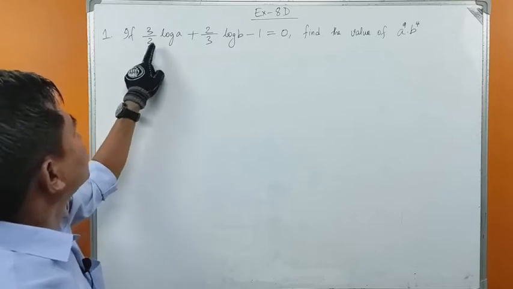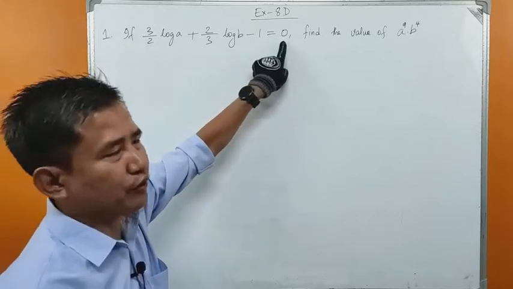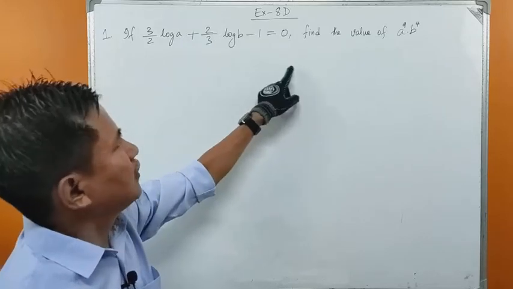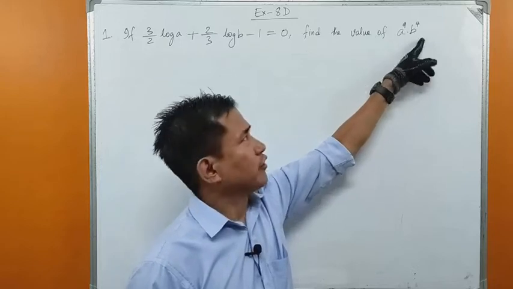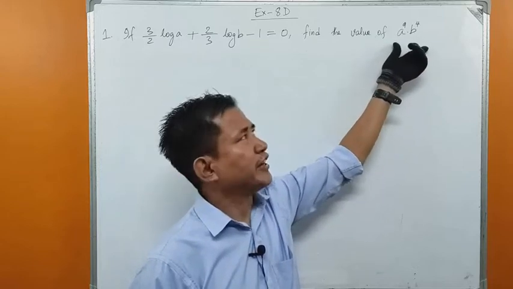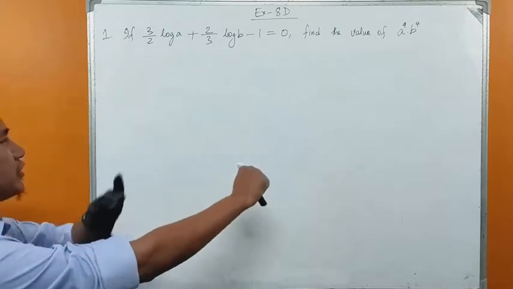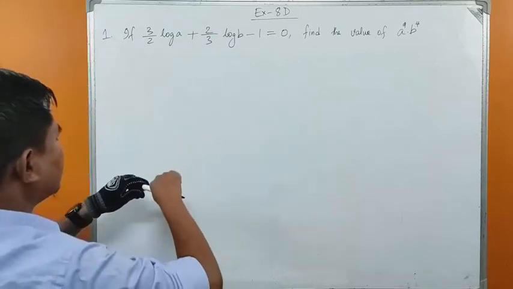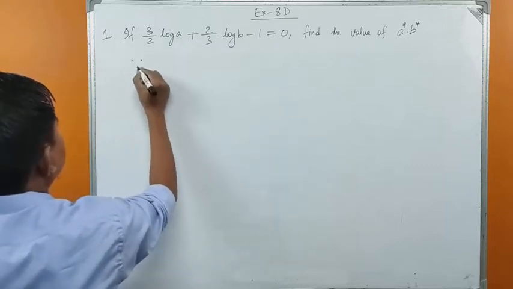If 3 upon 2 log a plus 2 upon 3 log b minus 1 equals 0. This is the given equation. Find the value of a to the power 9 times b to the power 4. So we are asked to find the value of a to the power 9 times b to the power 4. Okay, so let us do this. First question from exercise 8D. So let us first copy the given equation.